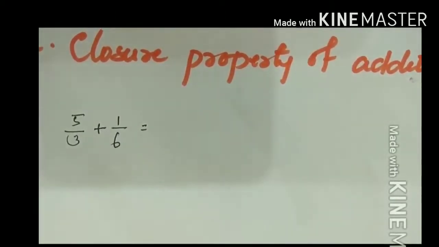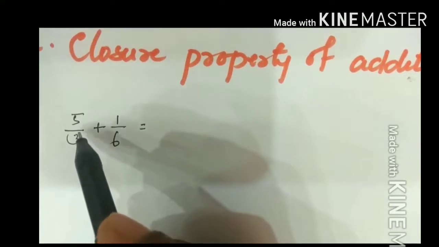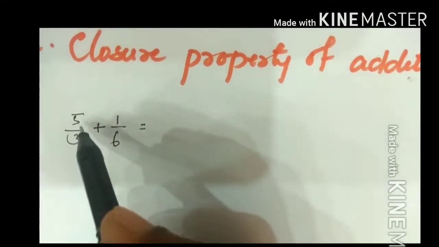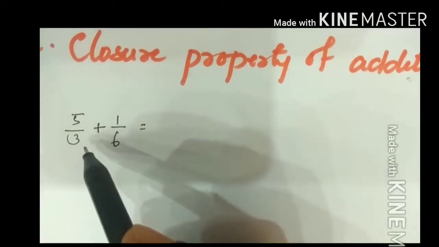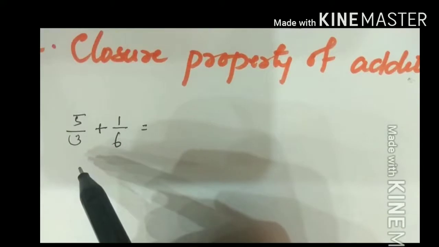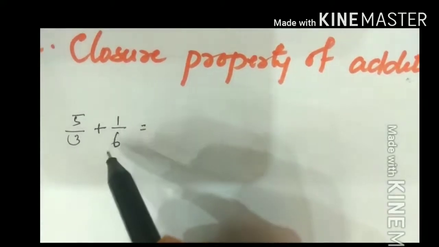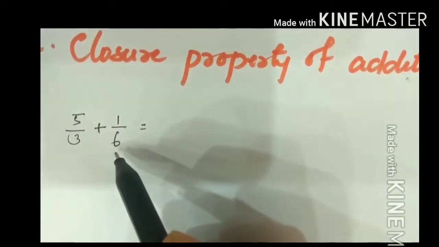Here look at 5 by 3. p is 5 and q is 3. Here p and q, that means 5 and 3, are integers and the denominator is not equal to 0. That means 5 by 3 is a rational number. In the same way, 1 by 6. I hope you understood, 1 by 6 is also a rational number.